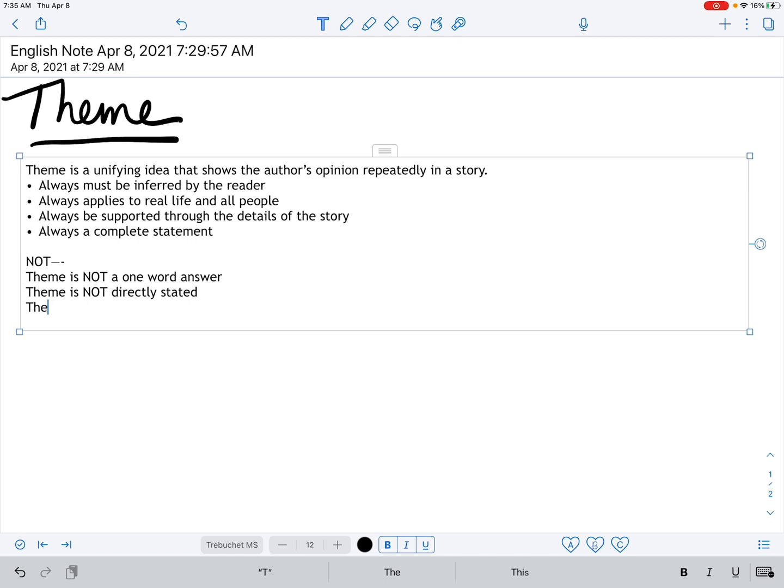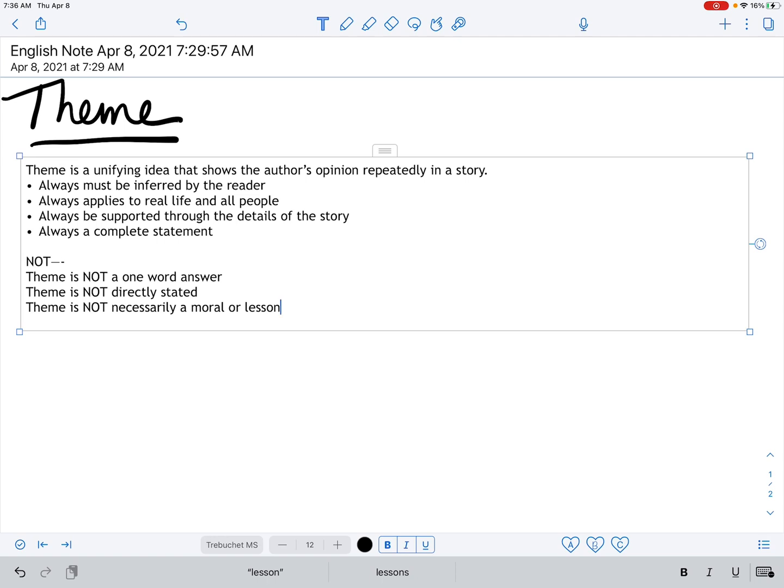And it is not necessarily a moral or lesson. Sometimes it is, sometimes it's not. So be very careful when you're working with theme. It's not a synonym for a moral or a lesson. It actually is something different because the author's opinion may not necessarily be something that's positive or upbeat, like a moral or a lesson. Okay, so that's the basics on theme. It's going to be something that you're going to work with not just this year, but next year in 8th grade, as well as in high school.